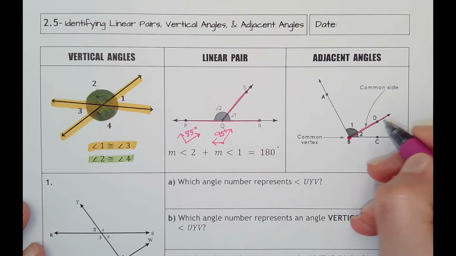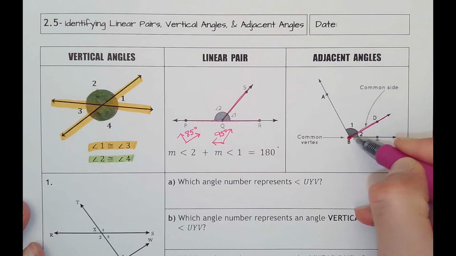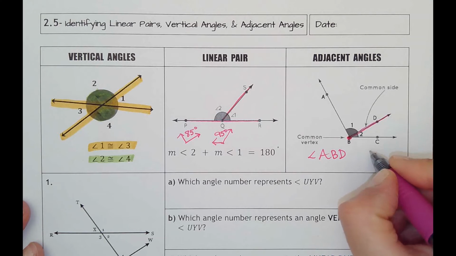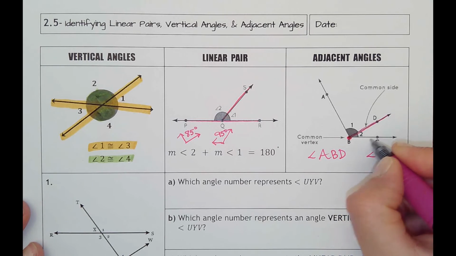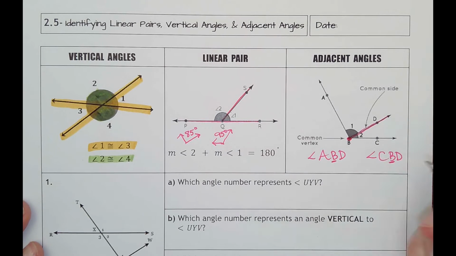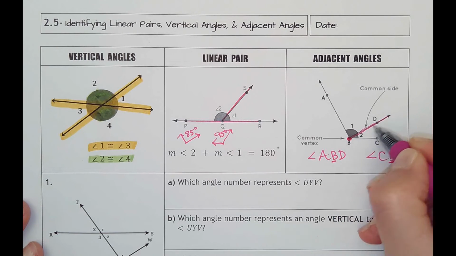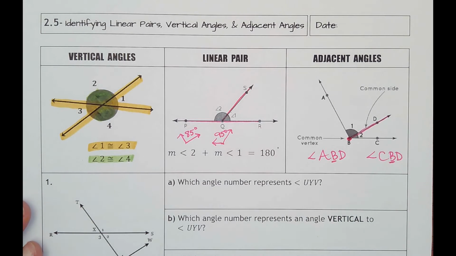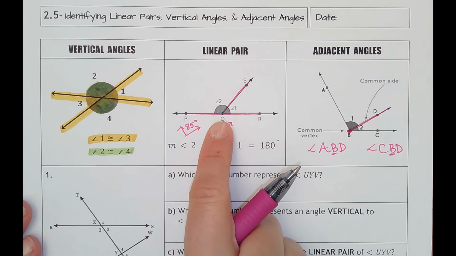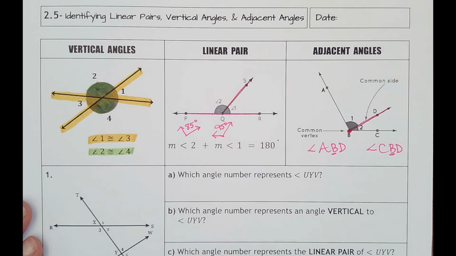So angle 1 could be called angle ABD. And then angle 2 could be called angle CBD. See how they have that same vertex, which is their middle letter, and then they share this common point D. So adjacent is they're side by side, to be any measure they want. Okay, so could we say that every linear pair are also adjacent? Yes, because they're side by side.